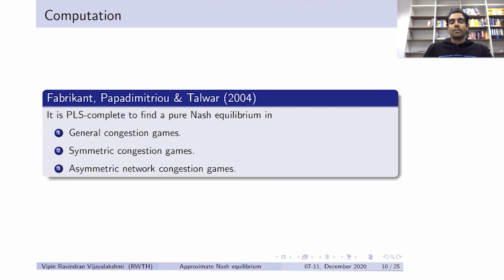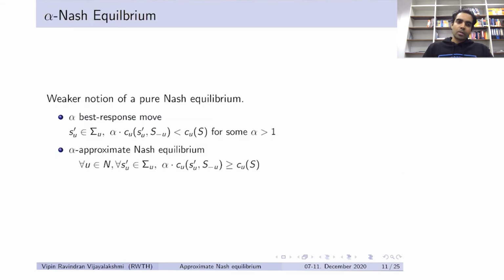So due to this negative result with respect to the complexity, we look at a different notion called the approximate pure Nash equilibrium. An approximate pure Nash equilibrium is a weaker notion of a pure Nash equilibrium, where instead of a best response move, you have an alpha best response move for some alpha greater than 1. This means a player deviates to another strategy only if the deviation improves the player's cost by at least a factor of alpha. And we say a game is at an alpha approximate pure Nash equilibrium if none of the players in the game have such an alpha best response move.